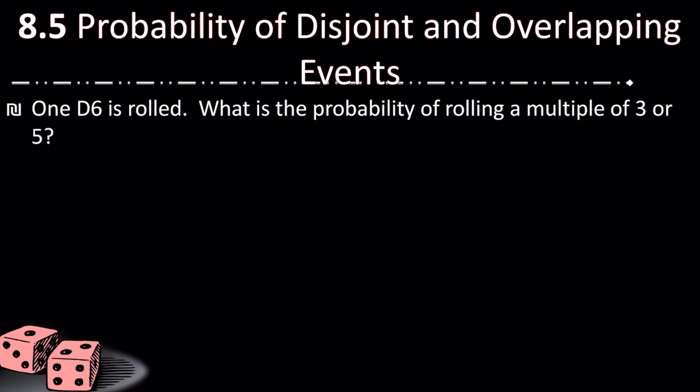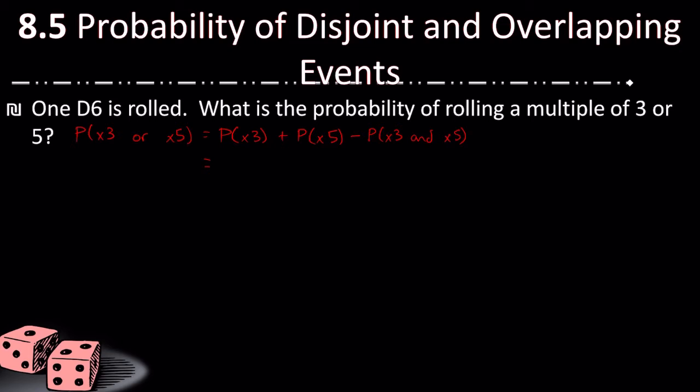1d6 is rolled. What is the probability of rolling a multiple of 3 or a multiple of 5? So we want the probability of a multiple of 3 or a multiple of 5. Well, that would be the probability of getting a multiple of 3 plus the probability of getting a multiple of 5 minus the probability of getting a multiple of 3 and a multiple of 5 at the same time.